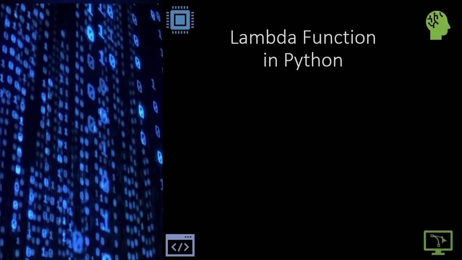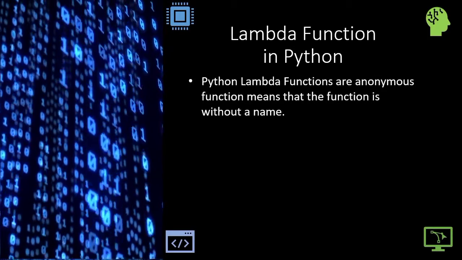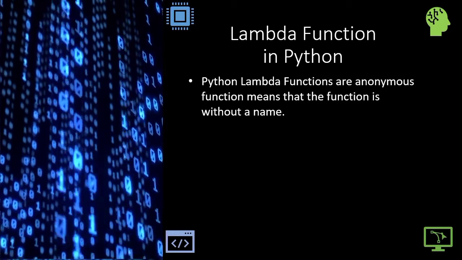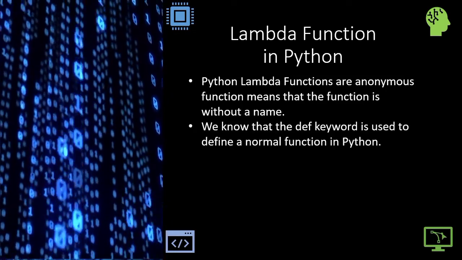So let's understand lambda functions in Python. Lambda functions are basically the anonymous functions in Python, which means that they don't have a name. A function without name is basically called a lambda function.